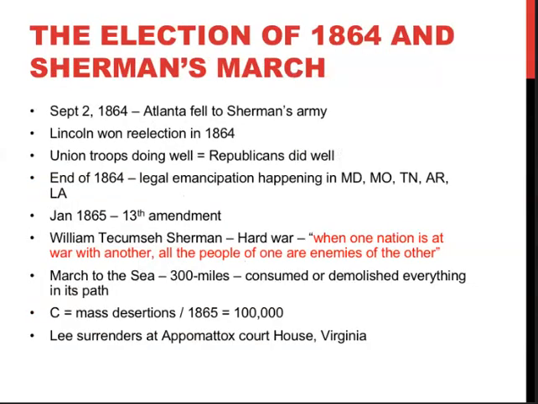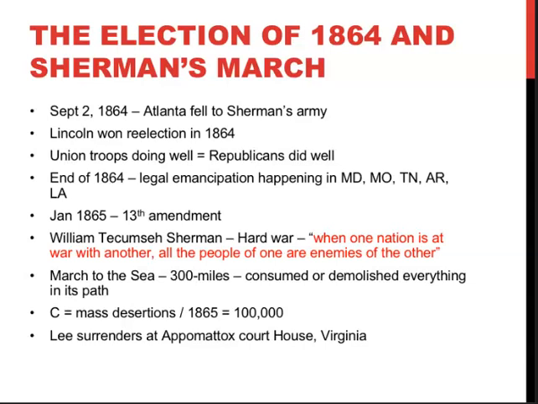1864, we have an election, and we also have General Sherman's March to the Sea. September 2nd, 1864, Atlanta fell to Sherman's army. Atlanta is in the far south. Sherman was helping out the Union. Lincoln won re-election in 1864, and the Union troops were doing well. The Republicans were doing well.